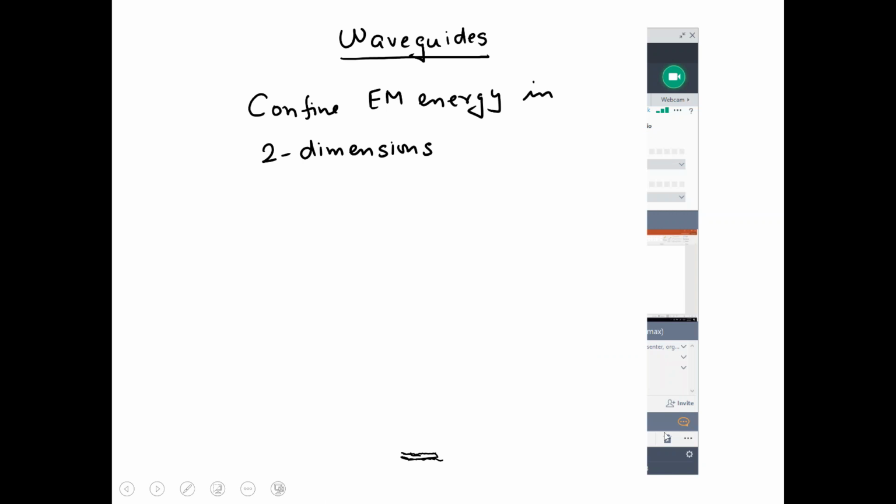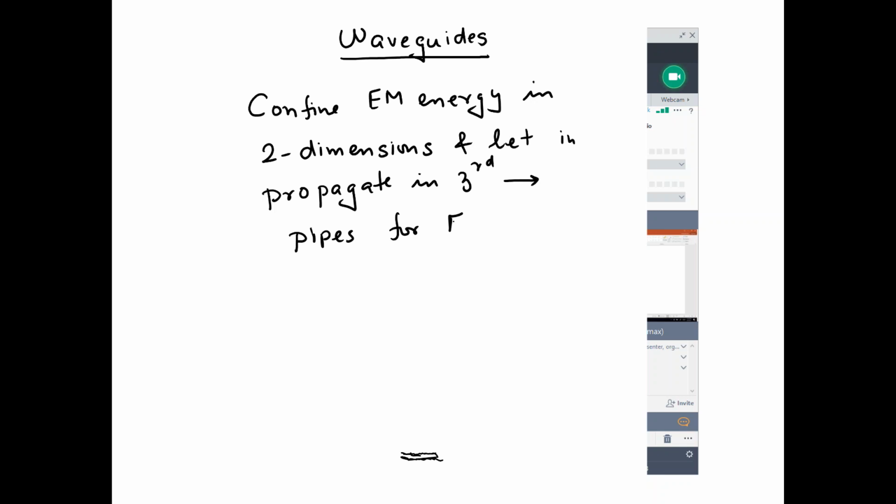So what we are trying to do in these waveguides is we want to confine the electromagnetic energy in two dimensions and let it propagate in the third. Think of these waveguides as basically pipes for waves. We want to be able to guide this electromagnetic wave in the direction we want it to go. We want to be able to modify things in the direction we want to go.